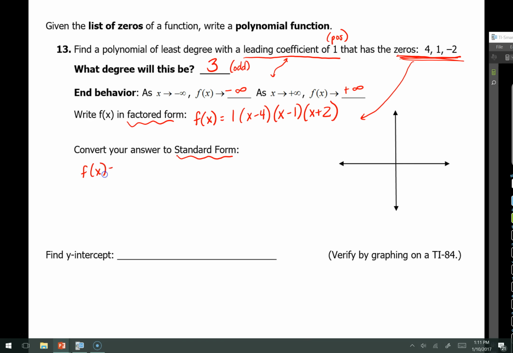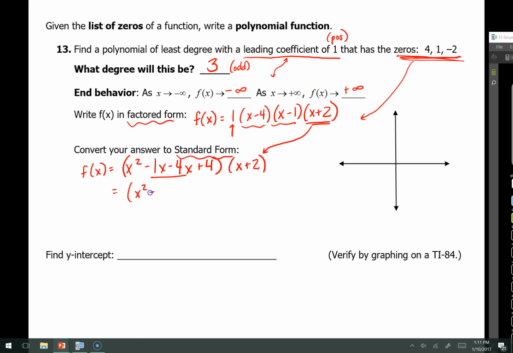So I'm going to multiply together these first 2 as this first step here. X times x is x squared, then I get minus 1x minus 4x plus 4. Okay, so I've multiplied together the first 2. I'm leaving off this leading coefficient of 1 because 1 times anything is just itself. And then this x plus 2, I can't forget about it. I'm going to need to multiply him in a few minutes. So let's combine the like terms and then we'll multiply together the trinomial with the binomial.